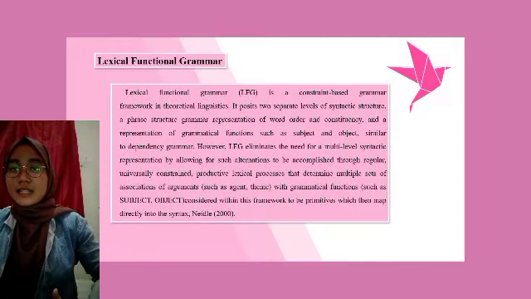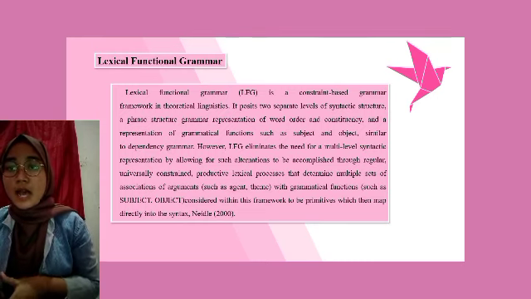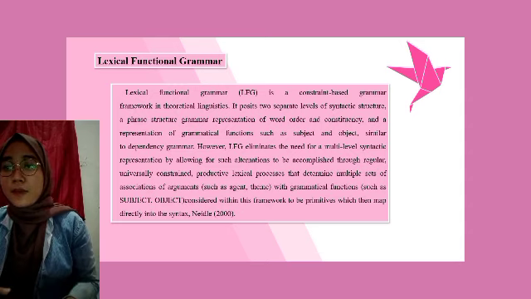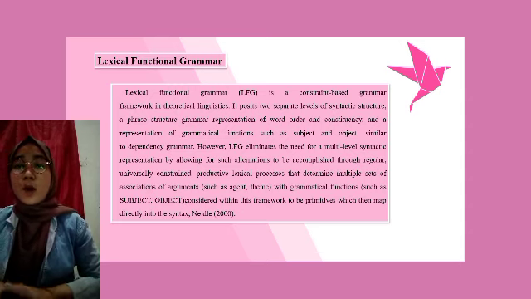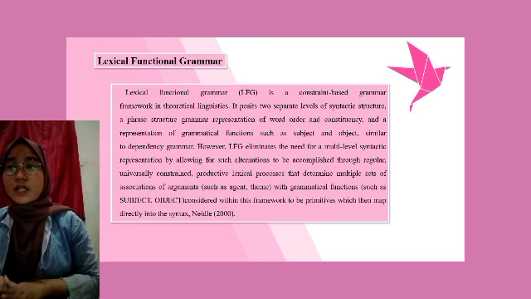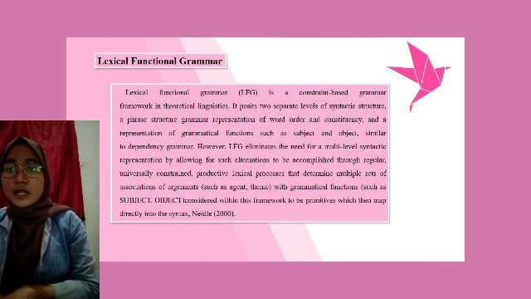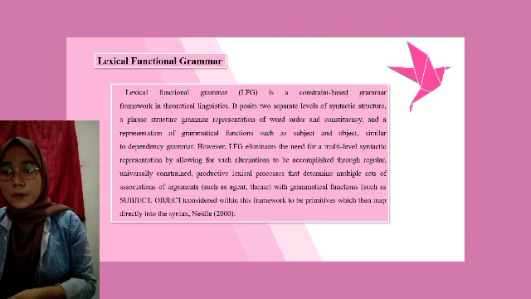Last, it's about lexical functional grammar. Lexical functional grammar, or we can say LFG, is a constraint-based grammar framework in theoretical linguistics. It posits two separate levels of syntactic structure, a phrase structure grammar representation of word order and constituency, and a representation of grammatical functions such as subject and object, similar to dependency grammar.